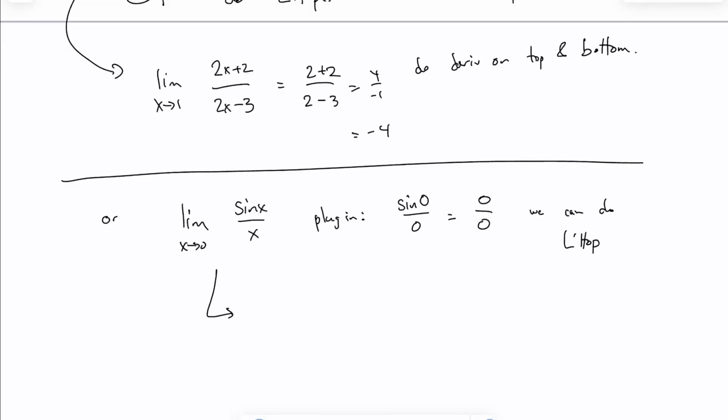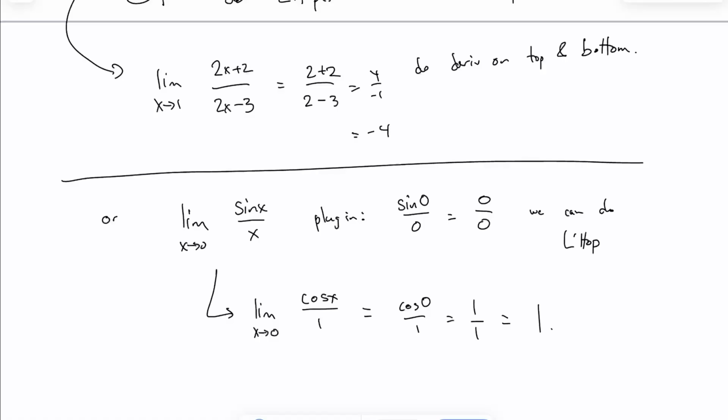I'm taking the derivative on the top and the bottom. It becomes cosine x on the top and 1 on the bottom. And then you plug it in. Cosine of 0 is 1. So this is cosine 0 over 1, 1 over 1. It's 1, all right? This is an example where there is no other way to do this one. You can't factor on sine of x or anything like that, right? So the L'Hopital rule works great.